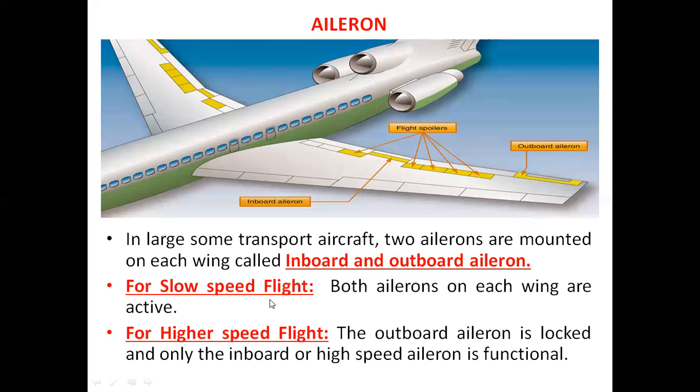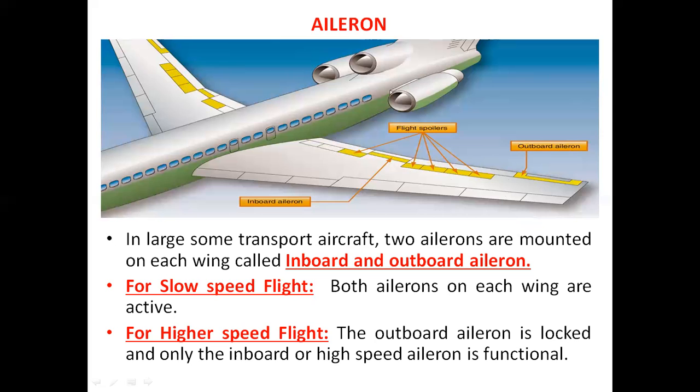For slow speed flight, both inboard and outboard aileron will be active. For high speed flight, the outboard aileron gets locked and only the inboard or high speed aileron is functional. This inboard is also known as high speed aileron because they generally activate at high speed, and this is known as the low speed. Generally, both will be active in low speed, but at a high speed, only this will be active and this will get locked.